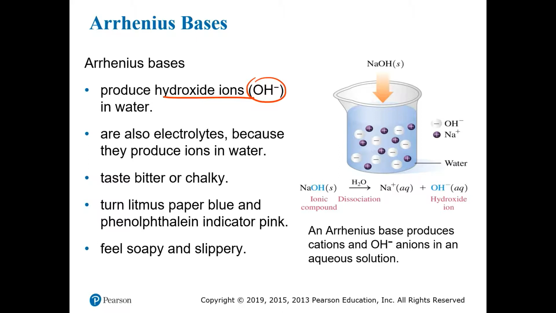So a substance like sodium hydroxide, NaOH, is a base because it dissociates in water and it produces sodium ions, but more importantly, it produces hydroxide ions. These are also obviously electrolytes because we have a substance dissociating into ions in water. These have a bitter or chalky taste, although in most cases, foods and things that we consume are not typically bases. They also turn litmus paper blue, as well as turning phenolphthalein, which is a special indicator, pink, where it's normally clear in acidic solution.